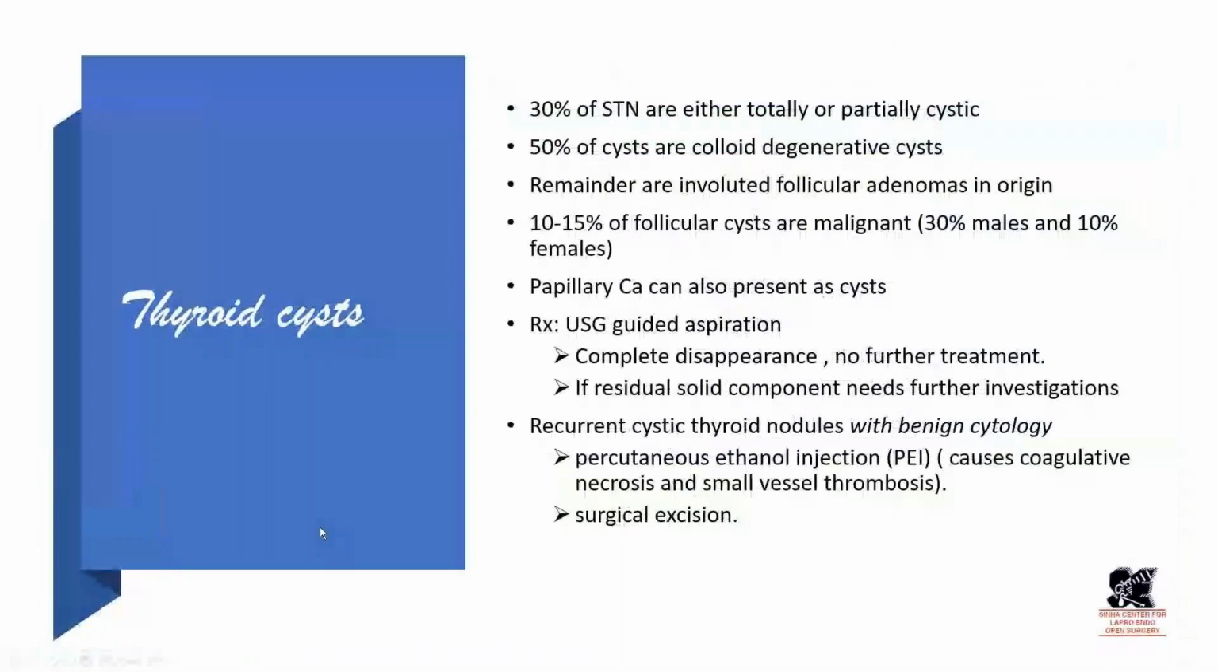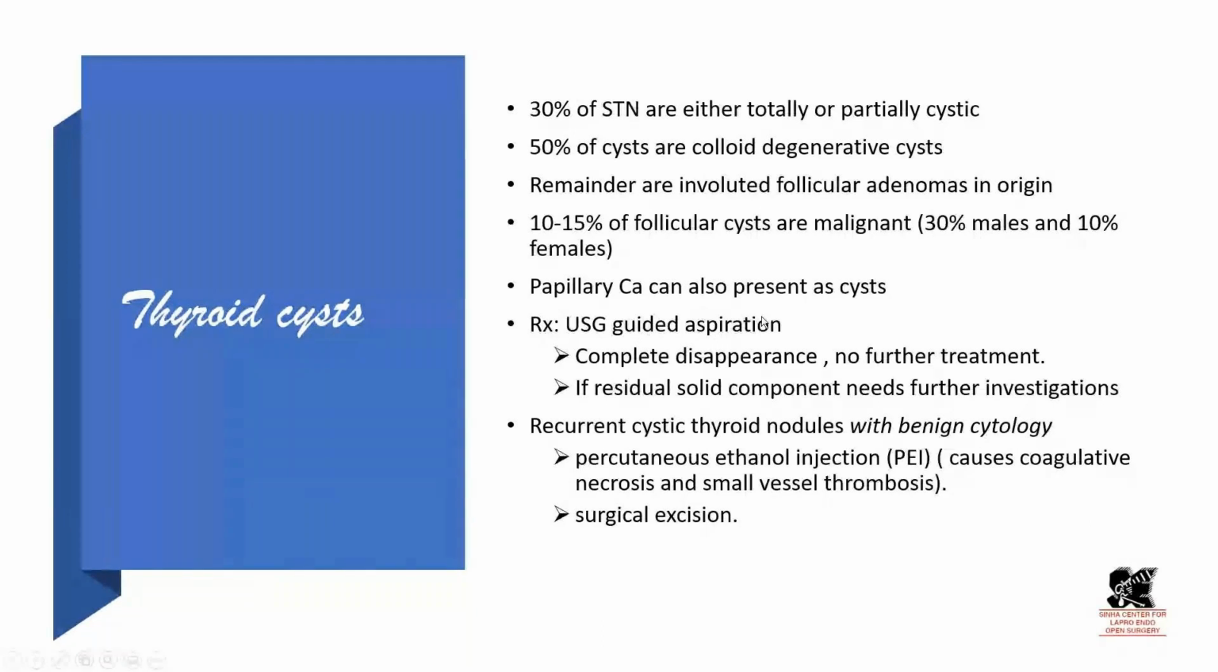Now, just a few words about thyroid cysts. 30% of solitary thyroid nodules are either totally or partially cystic. 50% of cysts are colloid degenerative cysts. The remainder are what? Involuted follicular adenomas. 10 to 15% of follicular cysts are malignant: 30% in males, 10% in females. These are some figures which you probably should remember, because if you're seeing a thyroid cyst, they give you a clear-cut idea what you're looking at. Papillary carcinoma can also present as a cyst.